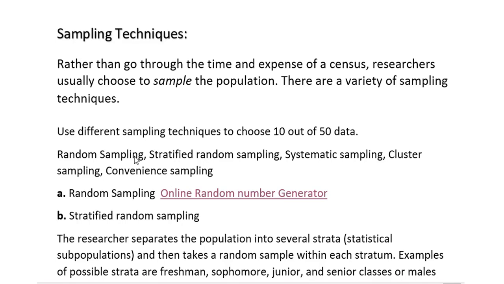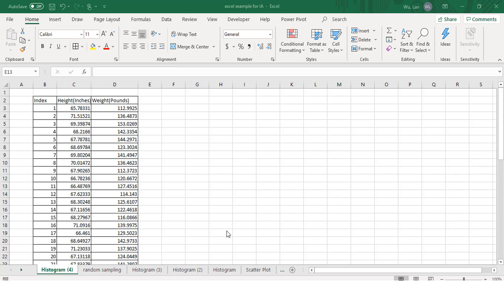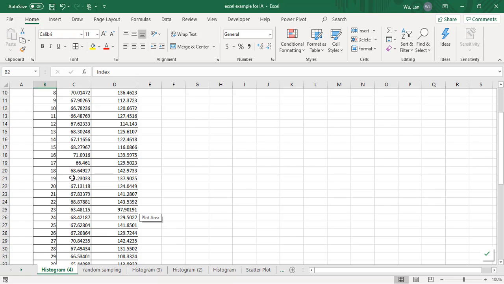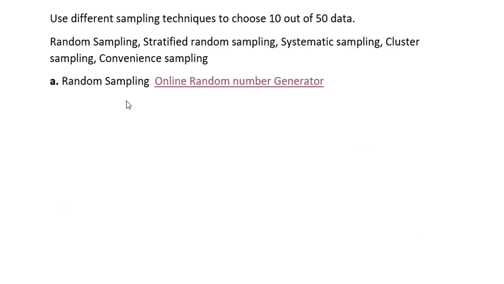We will use all these different sampling techniques to choose 10 out of 50 data. First of all, I will label all my data from 1 through 50. Then I will use sampling techniques to choose 10 data out of this 50 data. Let's go to random sampling.